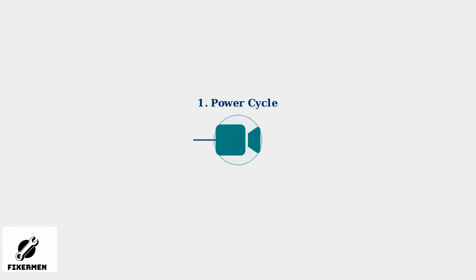Start with power cycling your Nest Cam. Simply unplug the camera for 30 seconds, then plug it back in. This refreshes the device and often resolves temporary glitches. Next, check your Wi-Fi signal strength. Your Nest Cam needs a strong connection. Use a Wi-Fi Analyzer app on your phone to measure the signal near the camera location. Aim for a signal strength of -50 dBm or better.